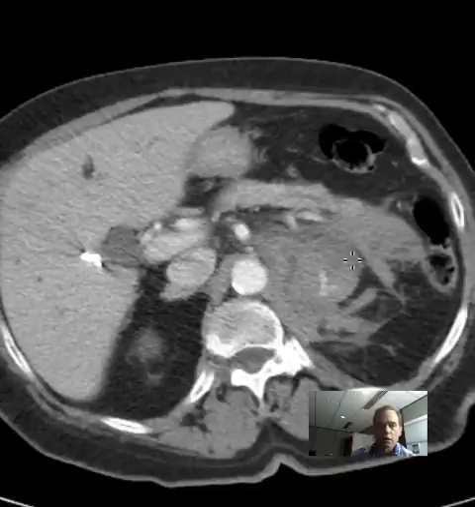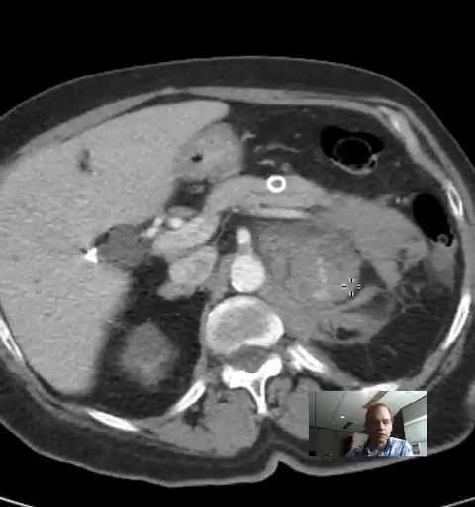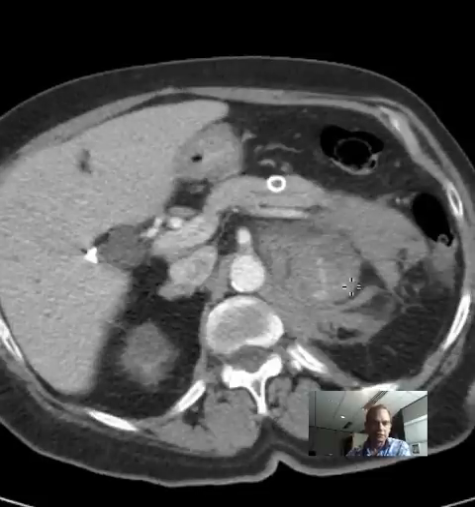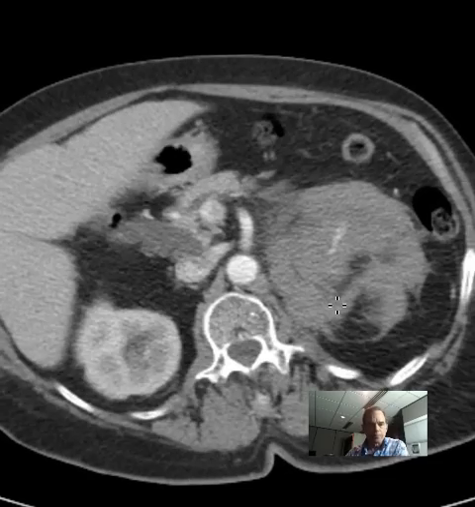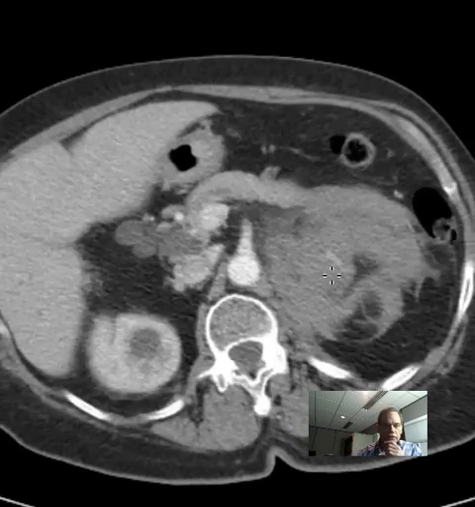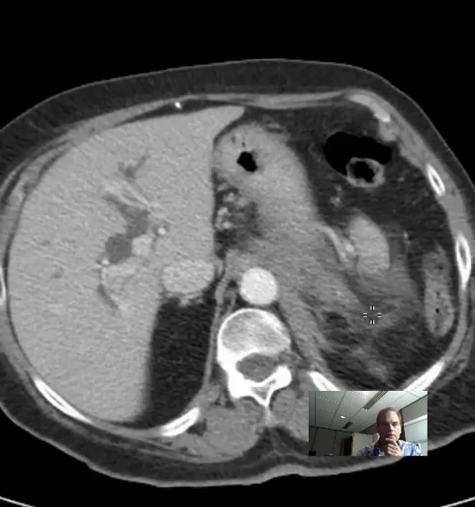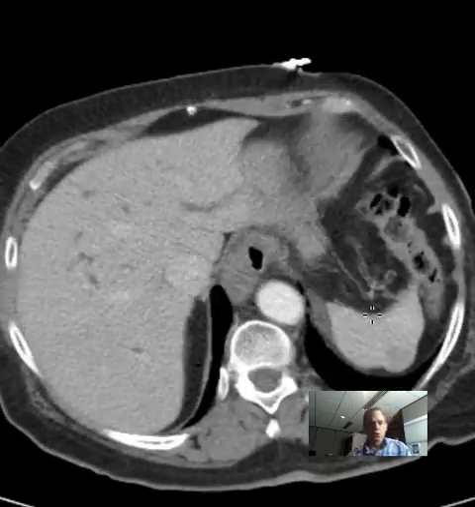It's not just blood. All of this less dense stuff, of course, accumulated before the CT scan and before the IV contrast was injected. But now we see that there is active bleeding. So it's not only a left adrenal hematoma, but there is active bleeding. And here you can see the active bleeding tracking off into different portions of the hematoma.